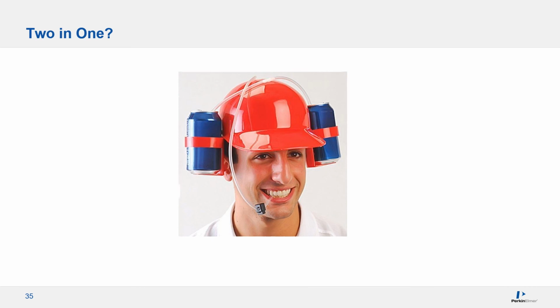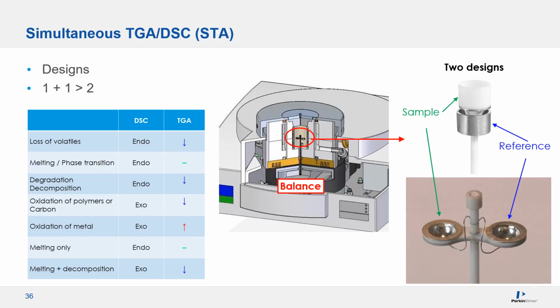Okay, we have talked about 2 individual techniques, DSC and TGA. Is there a way to combine them, like this helmet, but also a beer can holder? Modern thermal balances can be equipped so that they can record a DSC signal at the same time as the actual thermogravimetric measurement. It is a simultaneous TGA DSC, or STA. There are many different designs.